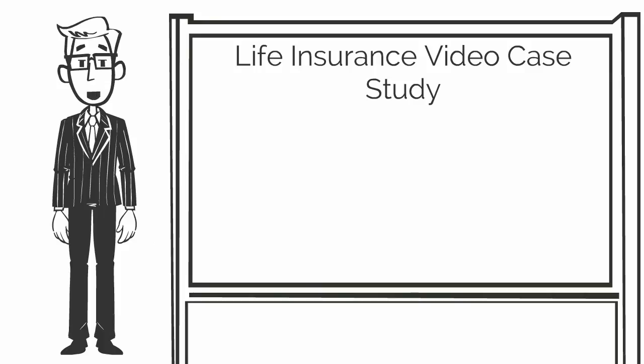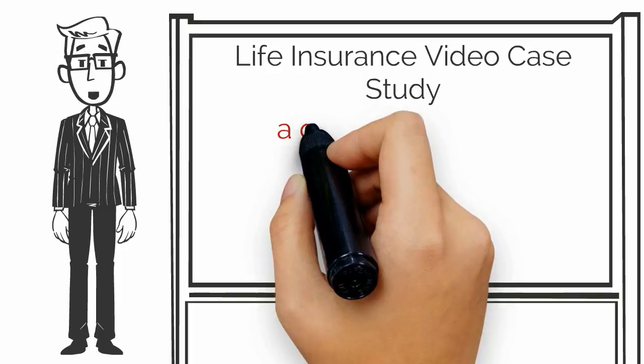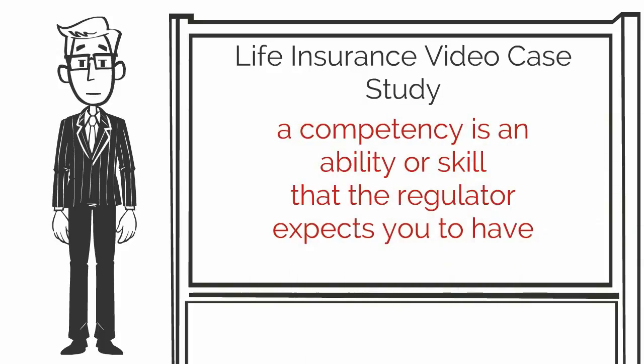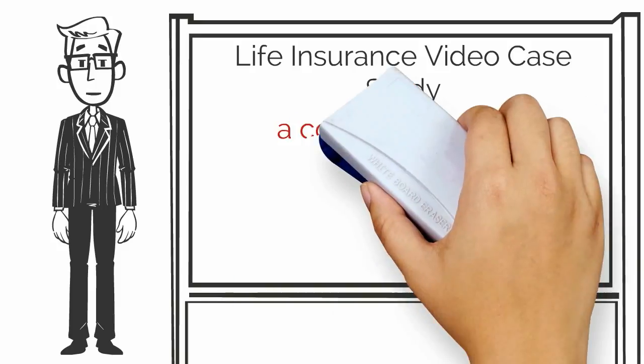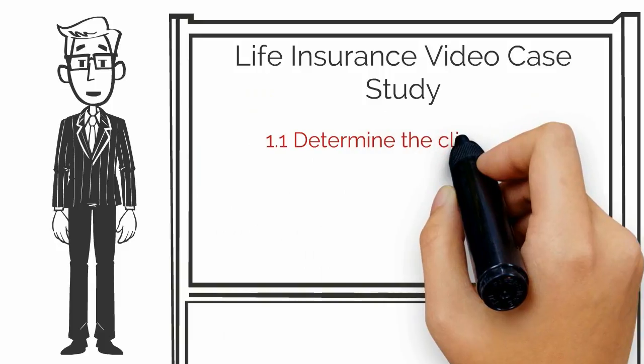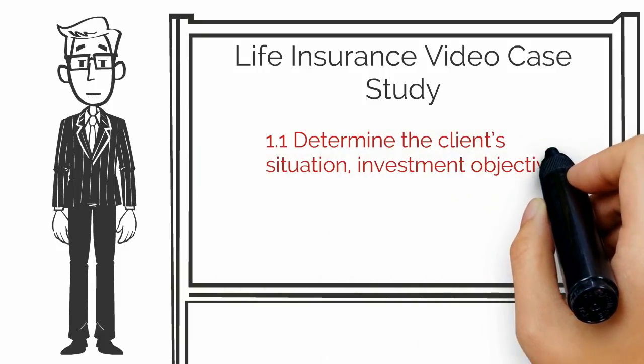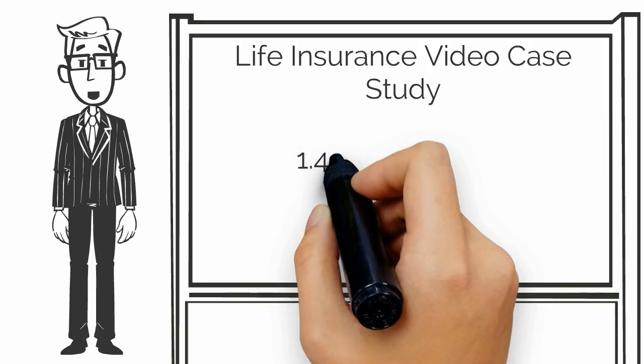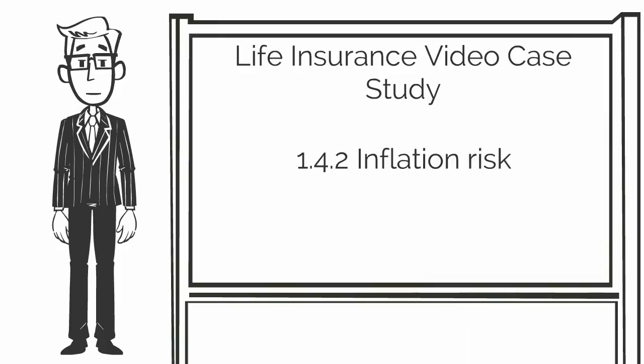The provincial licensing exam consists of questions on each of the HLLQP's sub-competencies. This case study is based on the HLLQP sub-competency 1.1, Determine the client's situation, investment objectives, and investor profile. This case study references section 1.4.2, Inflation Risk.